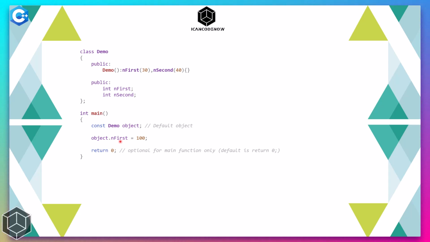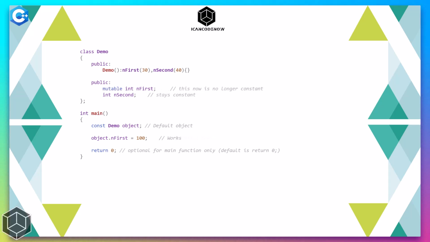Now I'm not allowed to update this object in any way, because when I declare this constant, then the members of this object also become constant, because the object itself is constant. And this line here will give a compilation error. The code won't compile because it is constant, and I am trying to modify this constant object in some way.